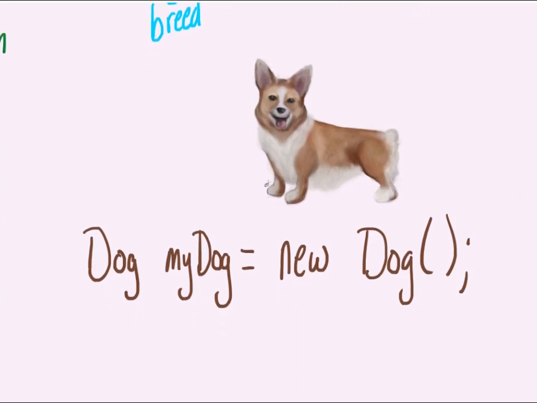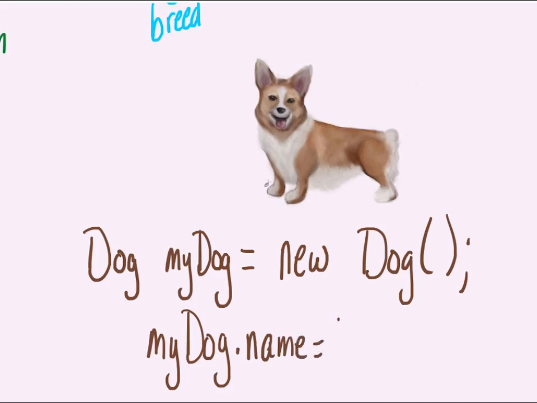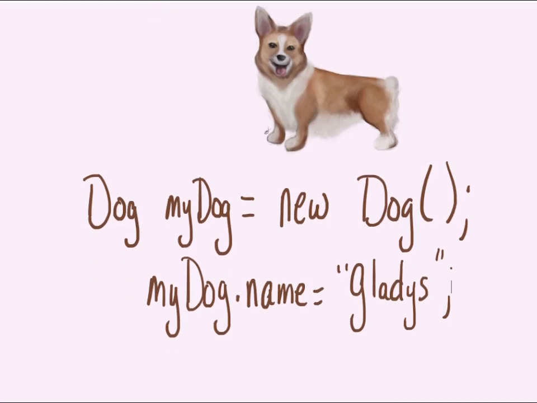I can say what my dog's name is. My dog's name is Gladys, so my dog and the name field is equal to Gladys. And then I would go ahead and set whatever Gladys's age and her height and her weight and her breed, that she's a Corgi.